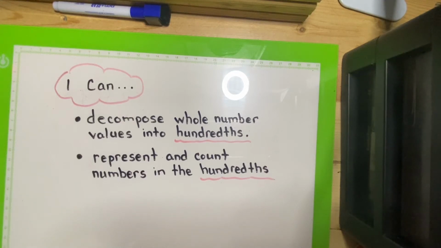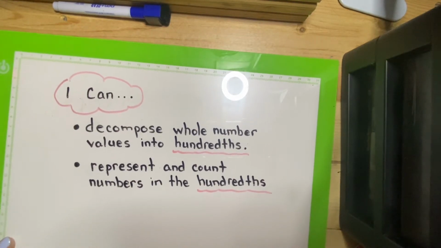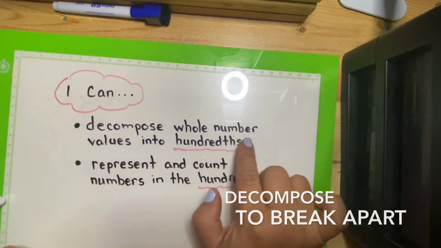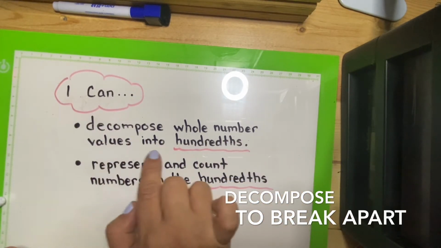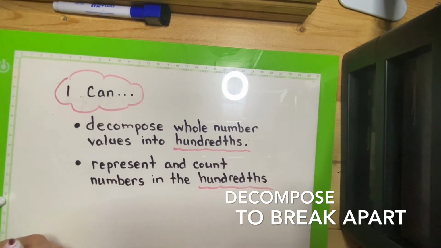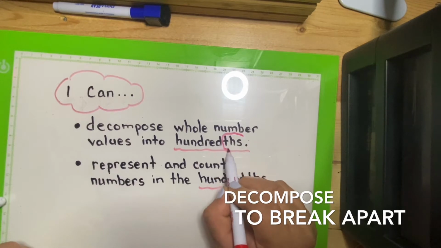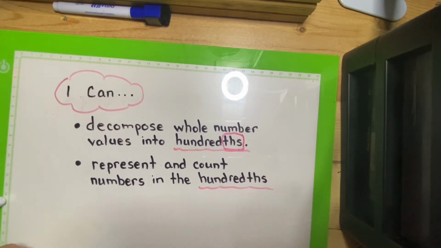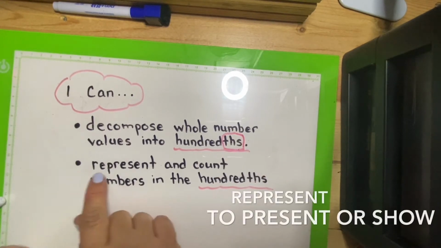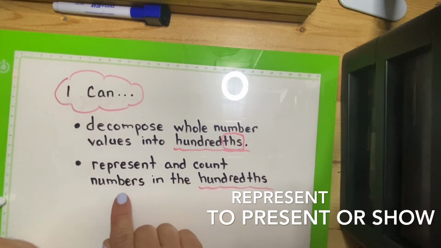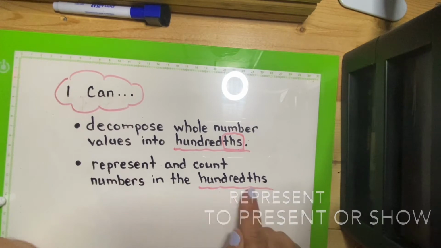So for lesson 4, let's look at our learning target. Our learning target is I can decompose whole number values into hundredths, not hundreds, hundredths with a T-H-S. And then I can represent, or show, and count numbers in the hundredths.